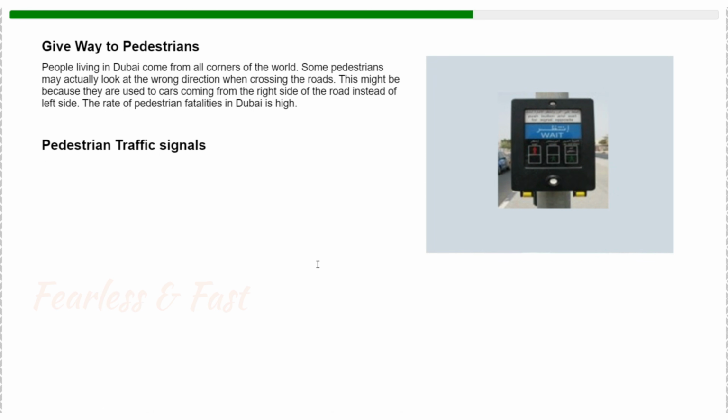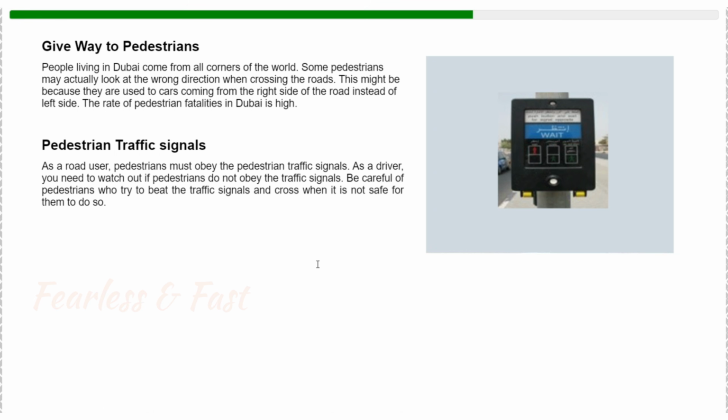Pedestrian traffic signals. As a road user, pedestrians must obey the pedestrian traffic signals. As a driver, you need to watch out if pedestrians do not obey the traffic signals. Be careful of pedestrians who try to beat the traffic signals and cross when it is not safe for them to do so.